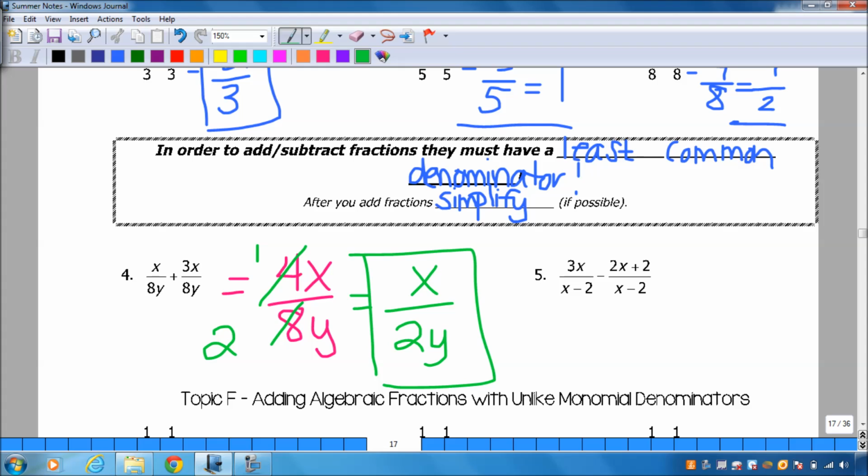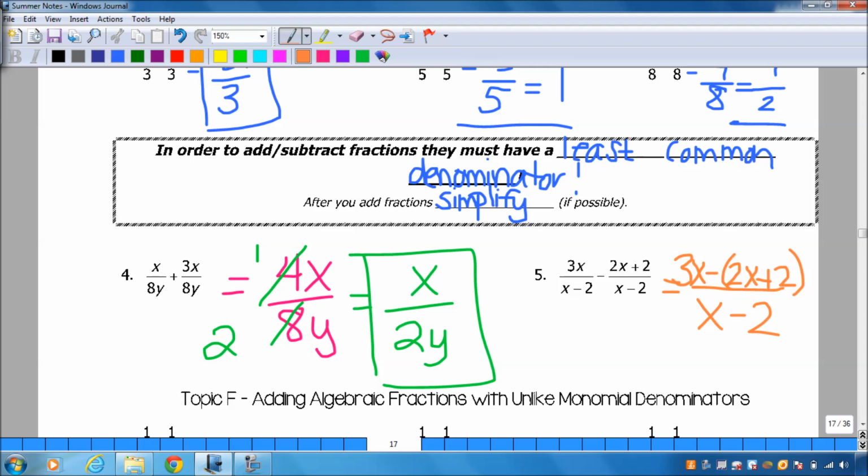Now, in number 5, you need to be super careful. This subtraction sign will mess you up if you do not pay attention, okay? So first of all, the good news is that they have the same denominator. So I know it's going to be x minus 2. Now, pay close attention to this right here. The numerator is going to be 3x minus, this must be written in parentheses, this 2x plus 2, because you're not just subtracting this 2x right here, you are subtracting everything. Okay, so everything is getting subtracted on that side right there.